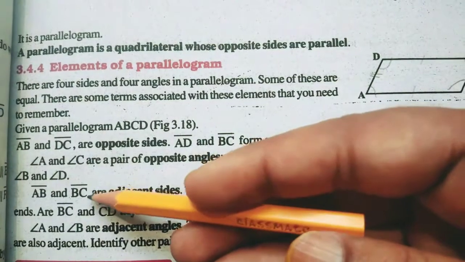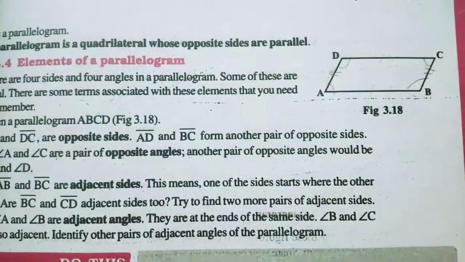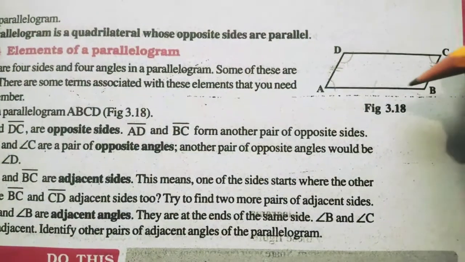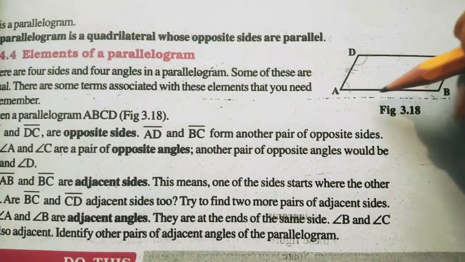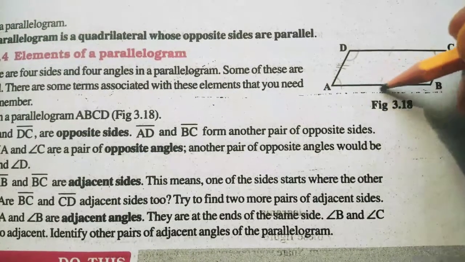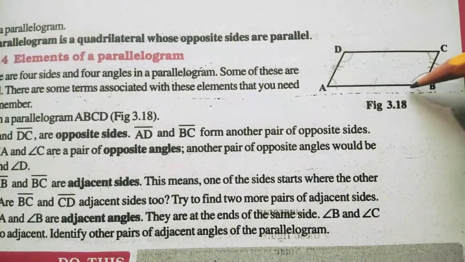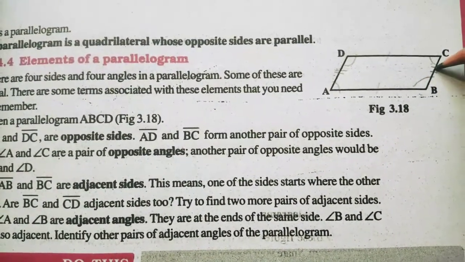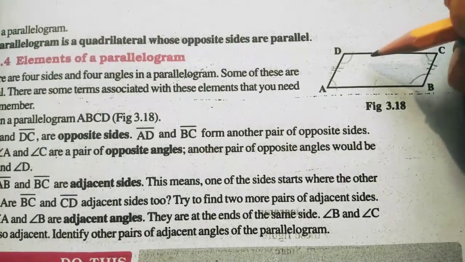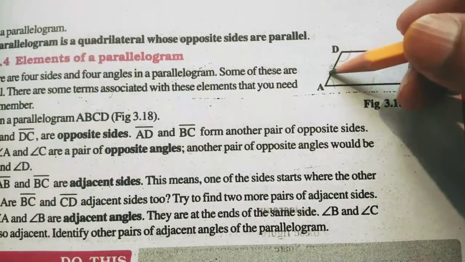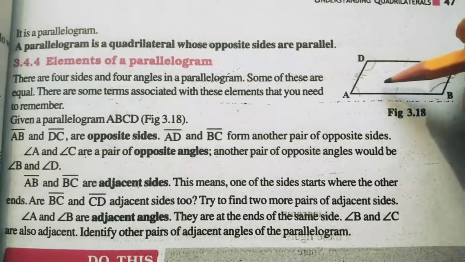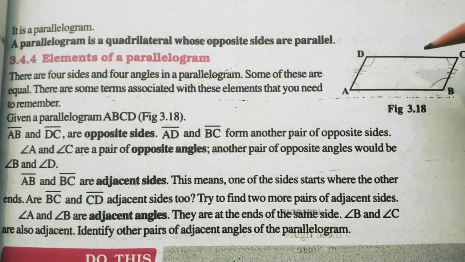Now AB and BC are adjacent sides. Adjacent means the consecutive, one after the other. So AB and BC are adjacent sides. Then BC and CD are adjacent sides, CD and AD are adjacent sides, AD and AB are adjacent sides. So in this way there are four adjacent sides.